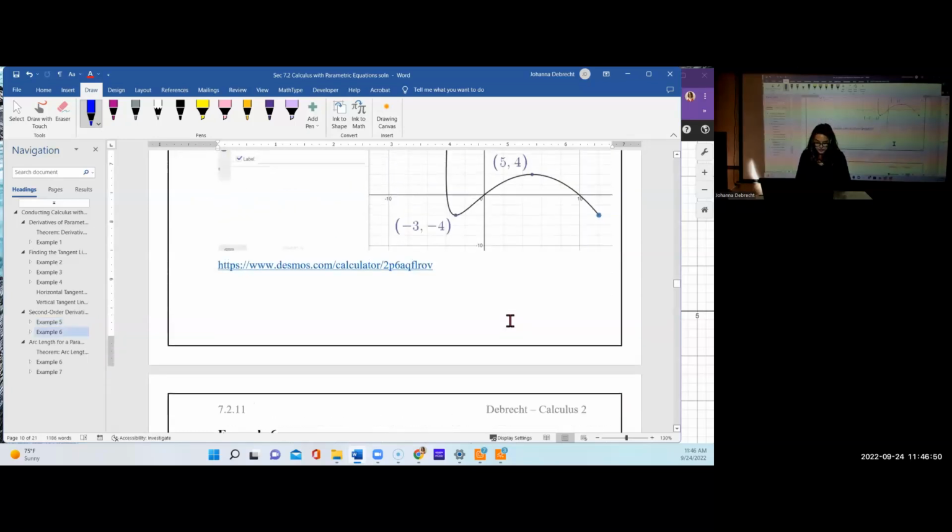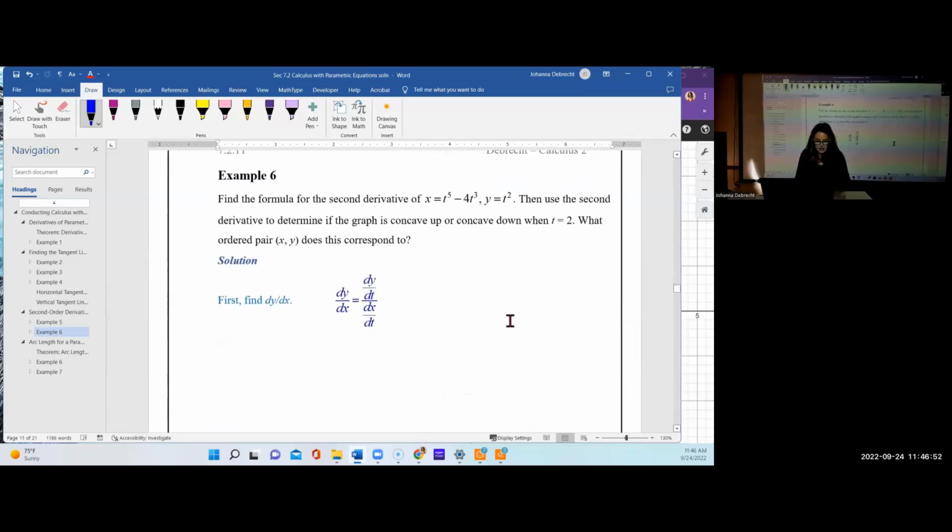Okay, so let's now take a look at the next example, which is example number 6. In example 6, we have a parametric equation that we haven't worked with yet today. So we're looking at the formula for the second derivative of x equals t to the 5th minus 4t cubed and y equals t squared.